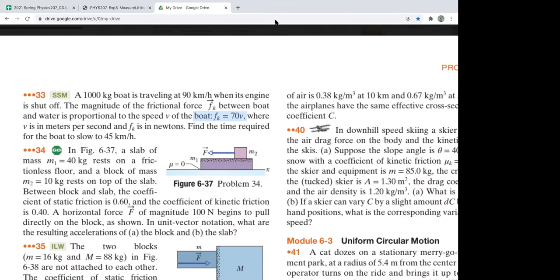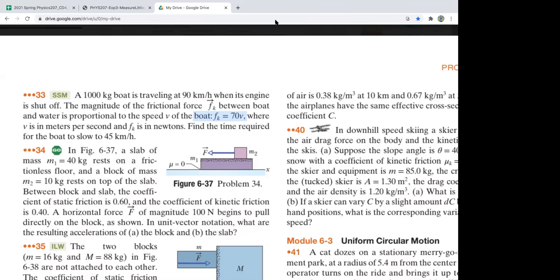We know the friction F_k equals 70 V. Here, the only force on the boat is the friction, right? Yes, I mean, it also has weight and the supporting force, but the only force that stops the boat is the friction. There's no pulling force. There's no other force.